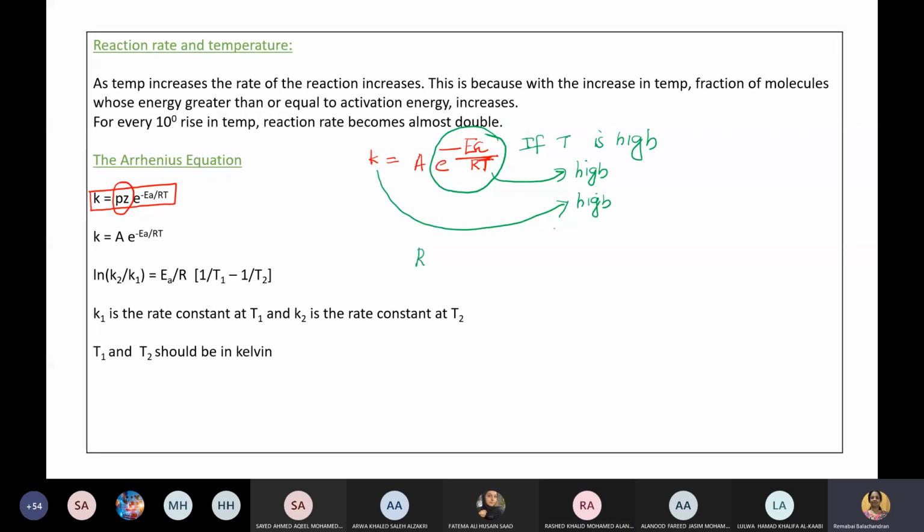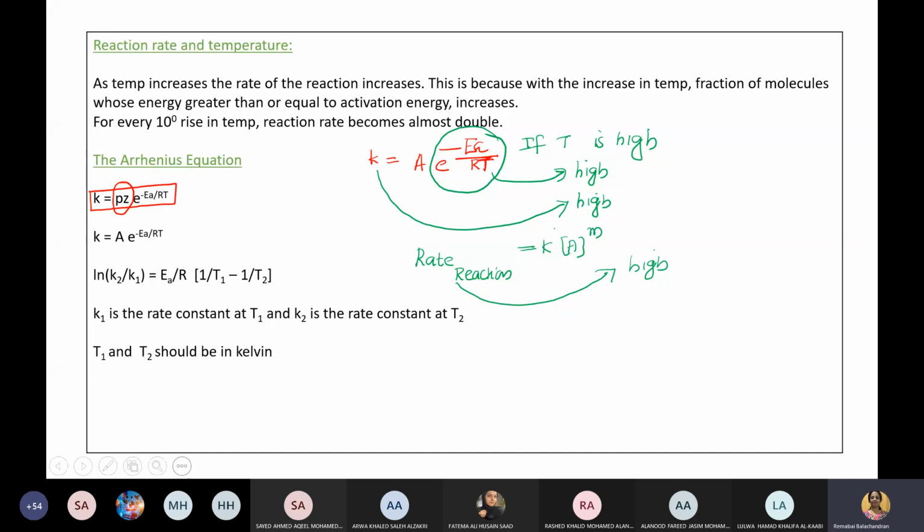Now, all of you know the rate of the reaction is equal to K times the concentration of the reactant, any reactant, to the power m. So if K is high, the rate of the reaction is high. What is the conclusion? If T is high, the rate is high, so rate is directly proportional to temperature. So all this you need to know. It's so easy. You don't have to memorize anything.